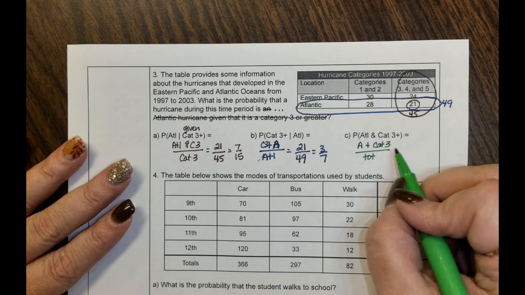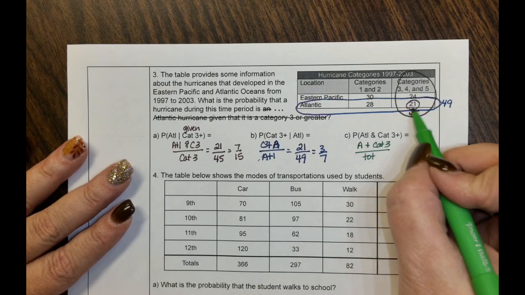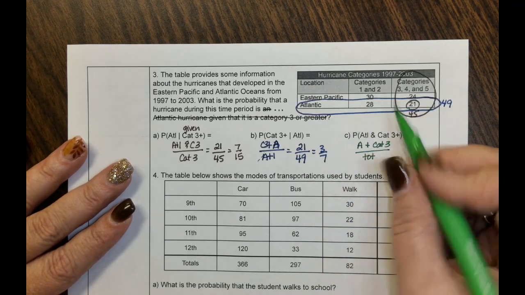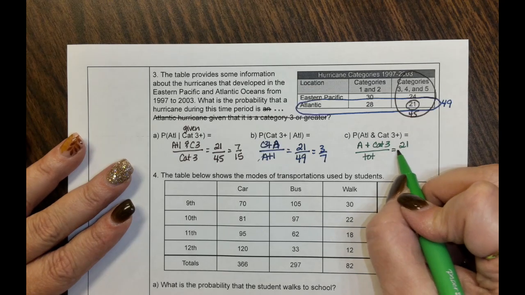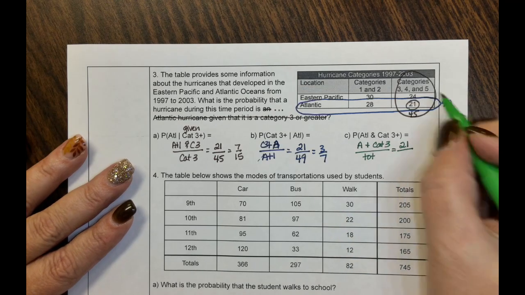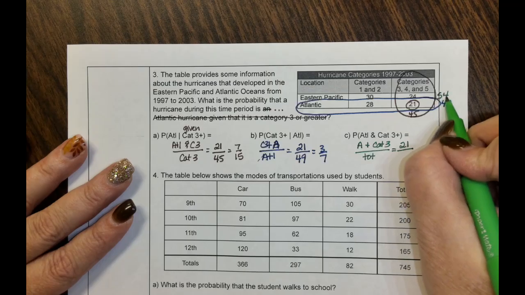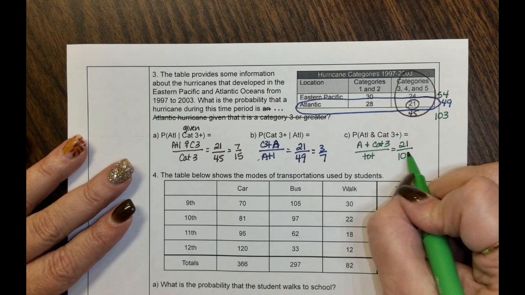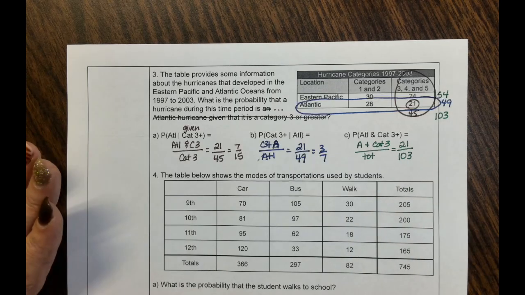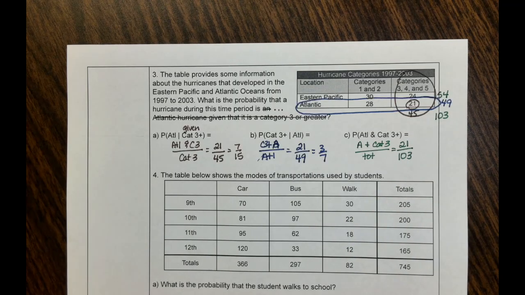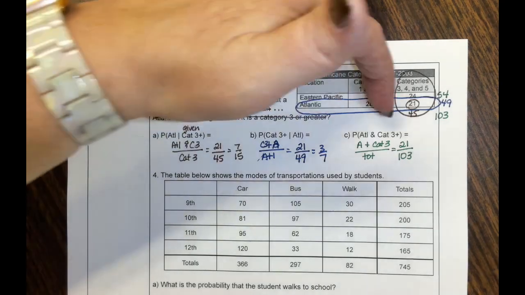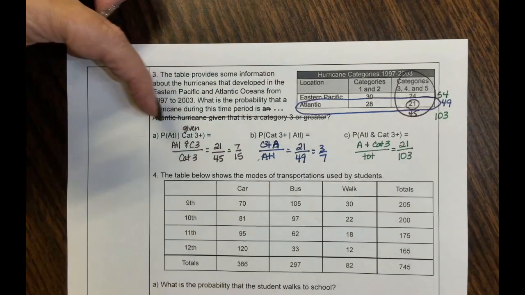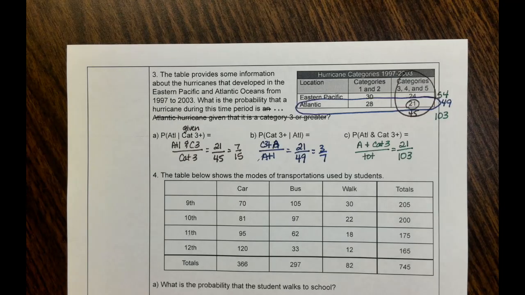So Atlantic and category 3, there are 21 that are both in the Atlantic and category 3. So again, that 21 goes on top over total. Well, there are 54 in the Pacific, which means there are 103 total. And 21 over 103 can't be reduced. So this I wanted you to see because you can see they're very similar, right? We're using the same information, but you're getting different answers. So how you restrict it does matter.